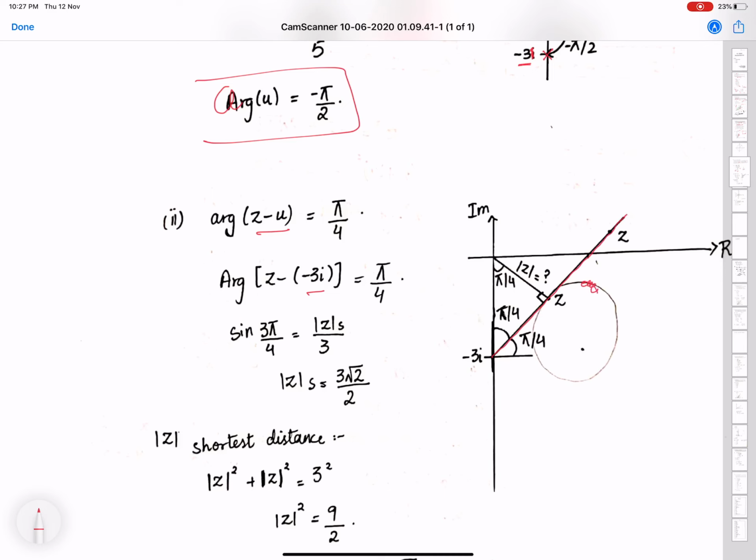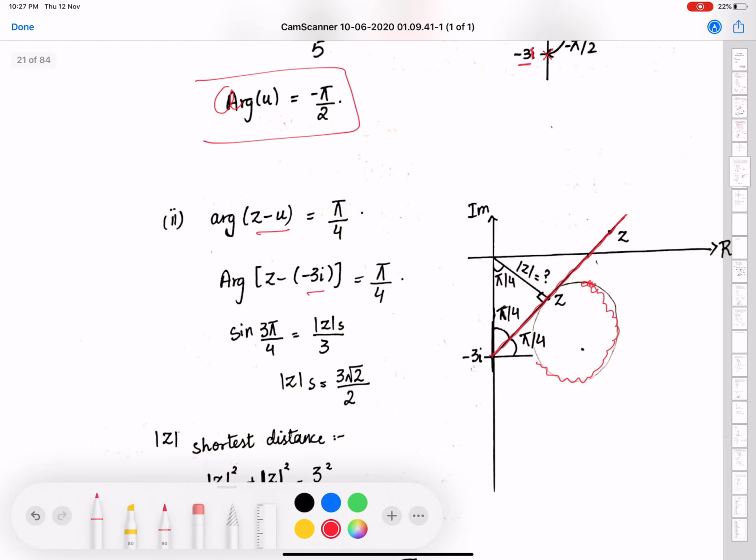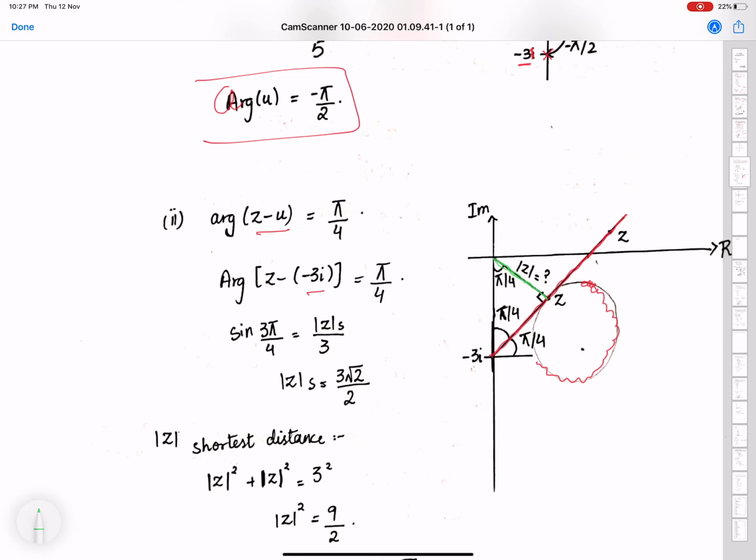This circle is nothing, just ignore this thing. So this is the line of the argument, and we need the shortest distance of z. Modulus z means the distance of z from origin, and the question is to find the shortest distance. So this is the shortest distance of z from the origin. Draw a perpendicular from origin to this line, not a bisector, just a perpendicular, because z is anywhere on this line.